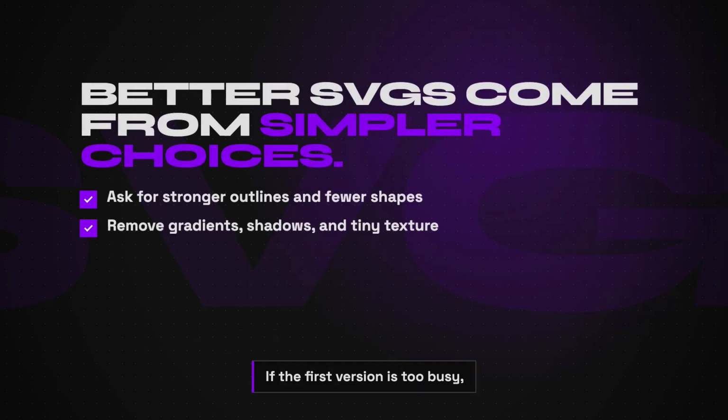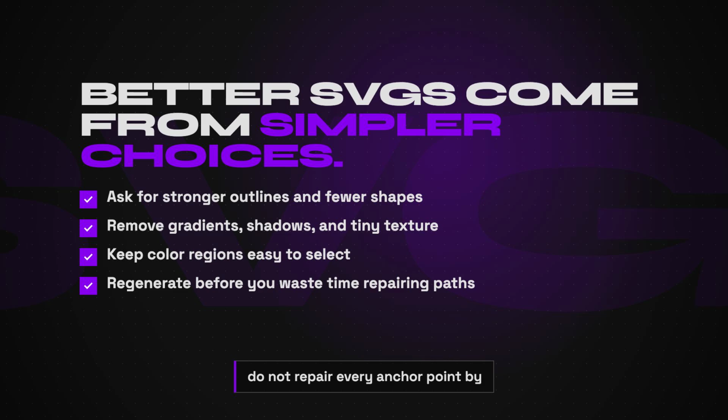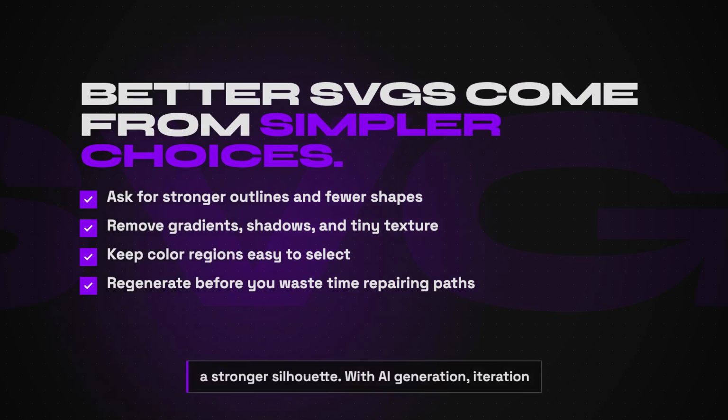If the first version is too busy, do not repair every anchor point by hand. Ask for fewer shapes, thicker outlines, flatter color regions, more negative space, and a stronger silhouette. With AI generation, iteration beats cleanup almost every time.